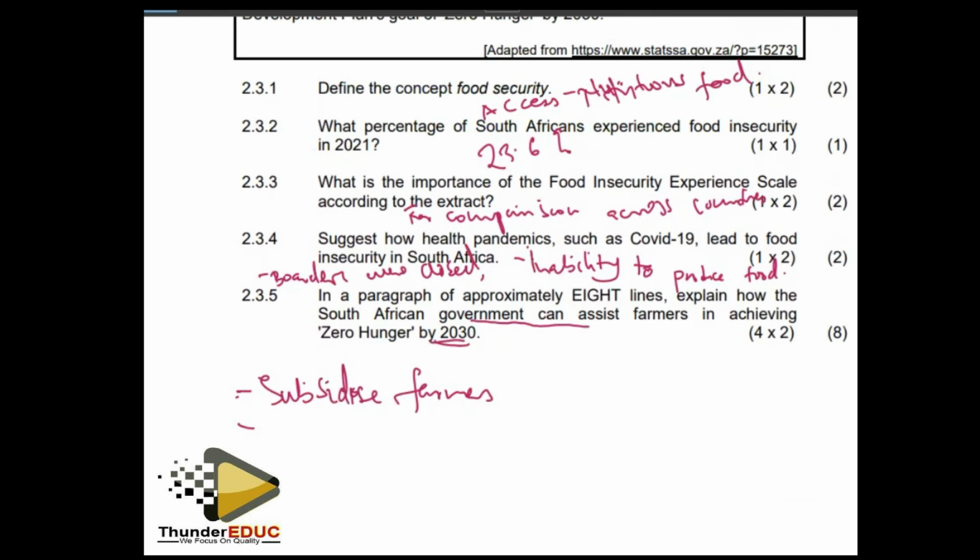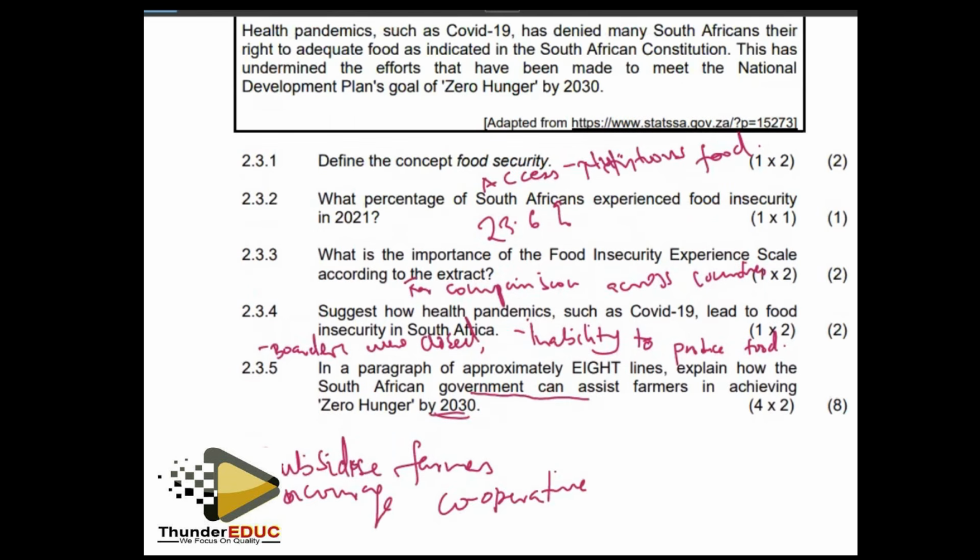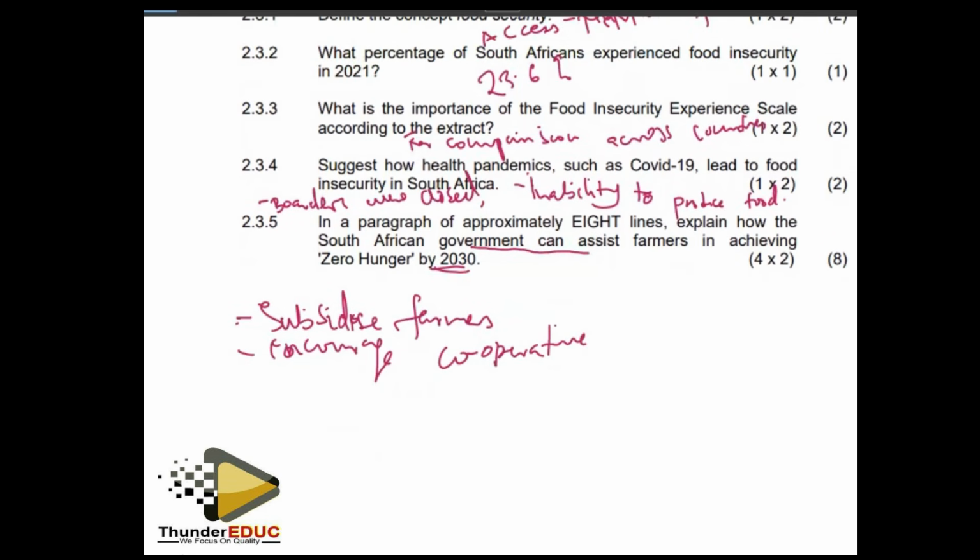Then encourage cooperatives. You know, these are circles where farmers come, contribute money, and then they get their own stuff. The government can also encourage research to find out new aspects, so that research can be done to know which product can grow well and which product can survive in these kinds of conditions, and so on.